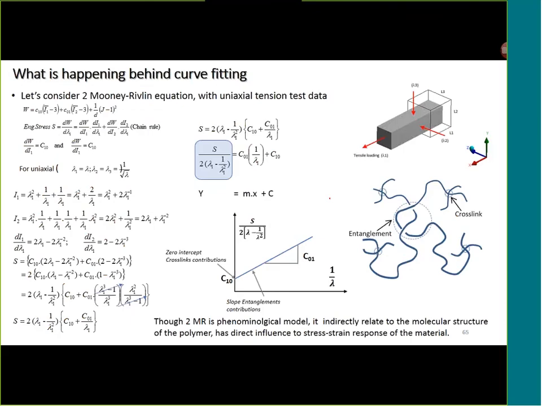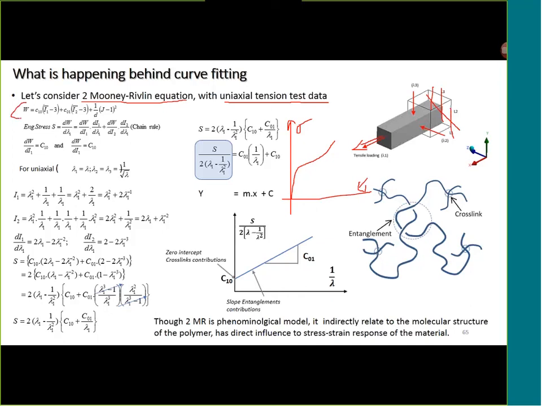Having understood this, now let us look at what is happening exactly beyond the screen when you do the curve fitting. I will explain beyond the screen mathematics, considering a simple 2 term Mooney-Rivlin equation, assuming only the uniaxial test data. Okay, let us assume you have a stress strain curve from the uniaxial test data. So what you have done, you have fixed one end in the fixture and you are applying the tensile loading on the other end. You got your stress strain curve.